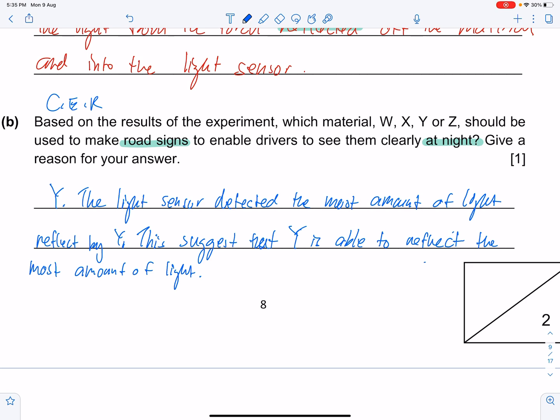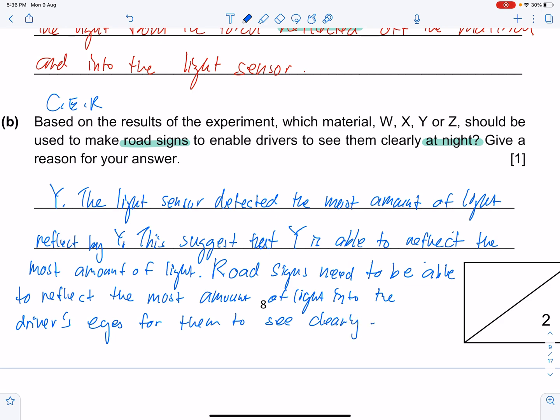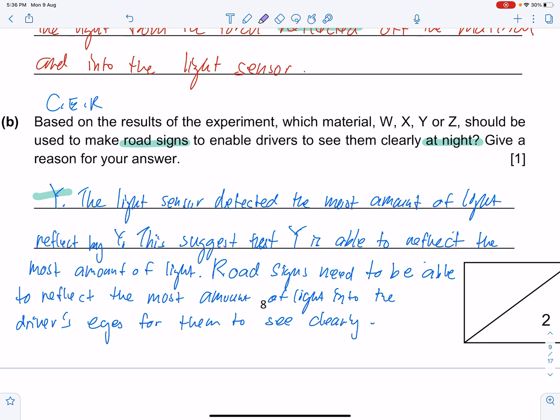Hence, or you can say, road signs need to be able to reflect the most amount of light into the driver's eyes for them to see clearly. Right? So we have our C here, our E here, and then lastly we have our R here.